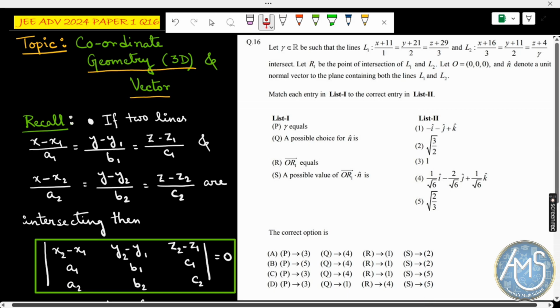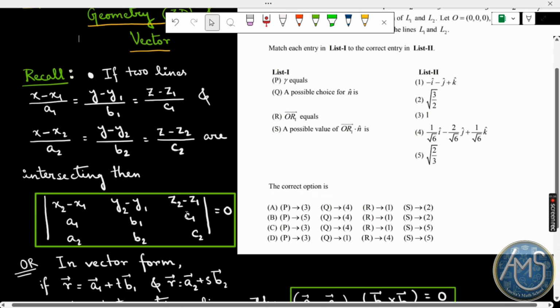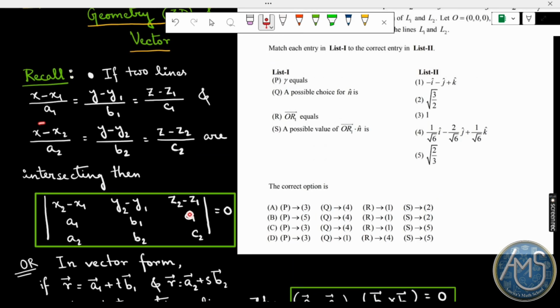So it is clearly visible that the question is from coordinate geometry, 3D and vectors, mainly 3D straight lines and vectors. To solve the question, we need to know some points. So let's recall them. First, if two lines in Cartesian form are given and they are intersecting, then the first point x1, y1, z1 lies on the first line, and the second point x2, y2, z2 lies on the second line.